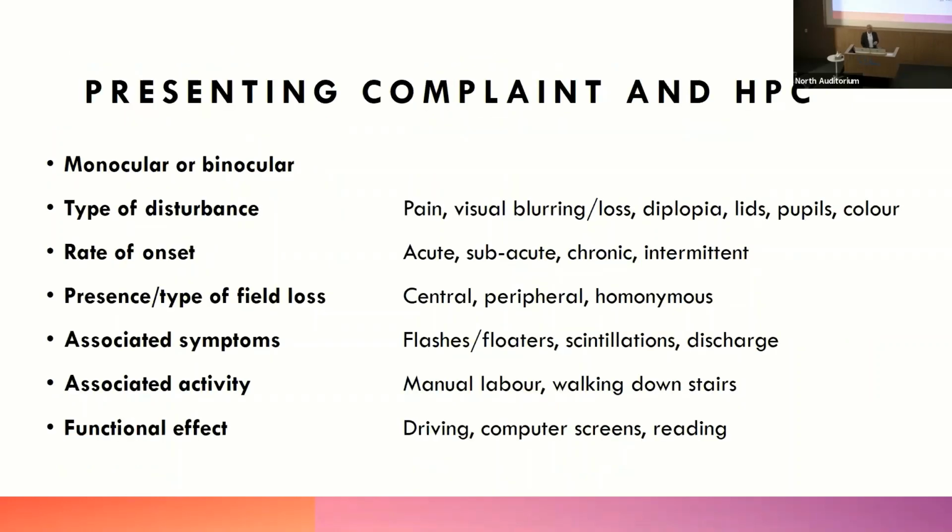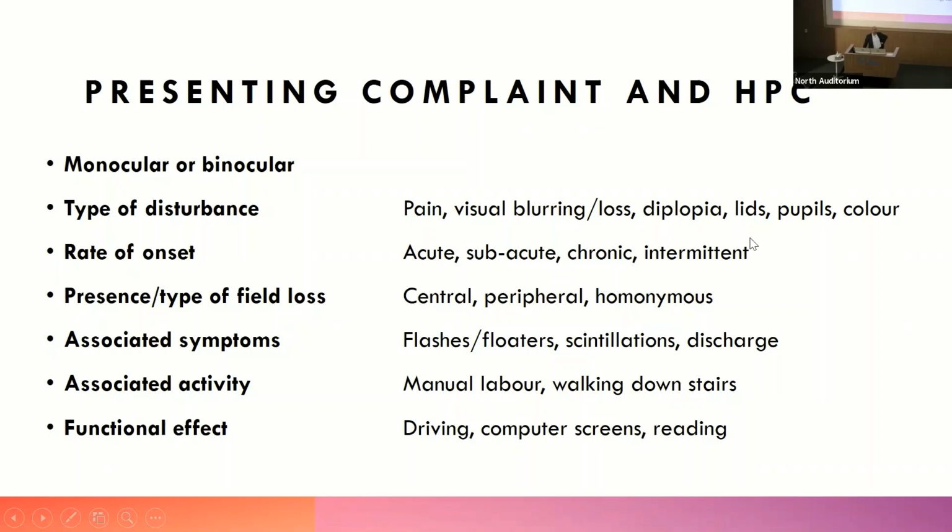So let's focus a little bit more on the presenting complaint and the history of the presenting complaint. As far as the type of disturbance, we talked about pain, visual blurring or loss. Another type of visual disturbance is diplopia. The vision might be fine, but you've got two sharply focused images, which you didn't have before. Eyelid position: people can present with an altered eyelid position, so the lid's drooping down or they can't close their eye, Bell's palsy, for example.